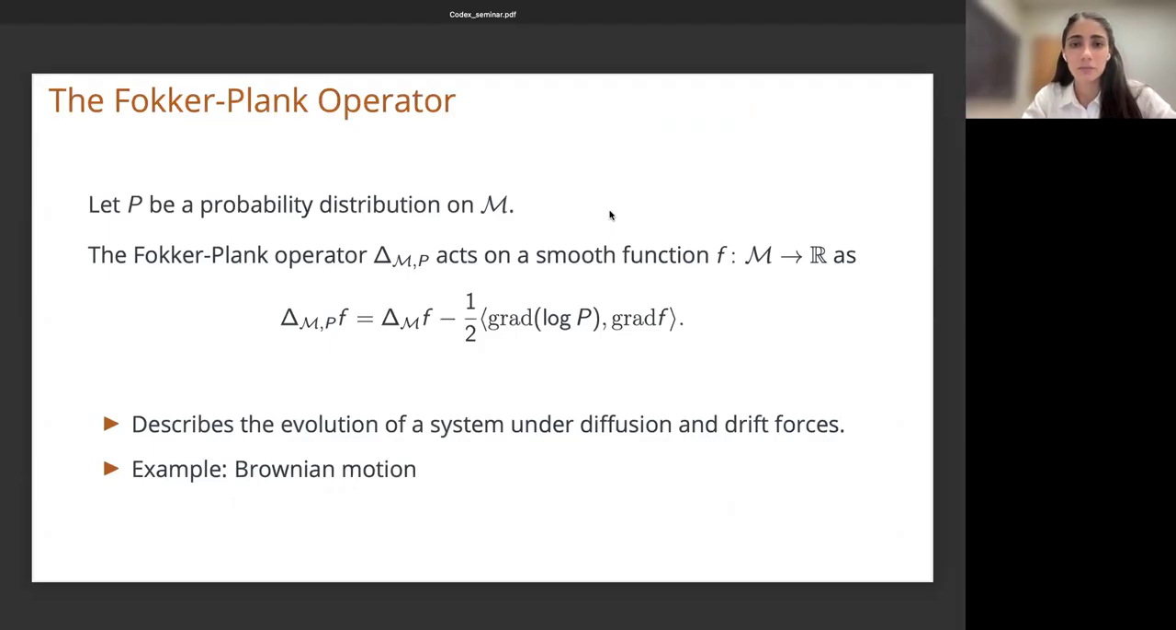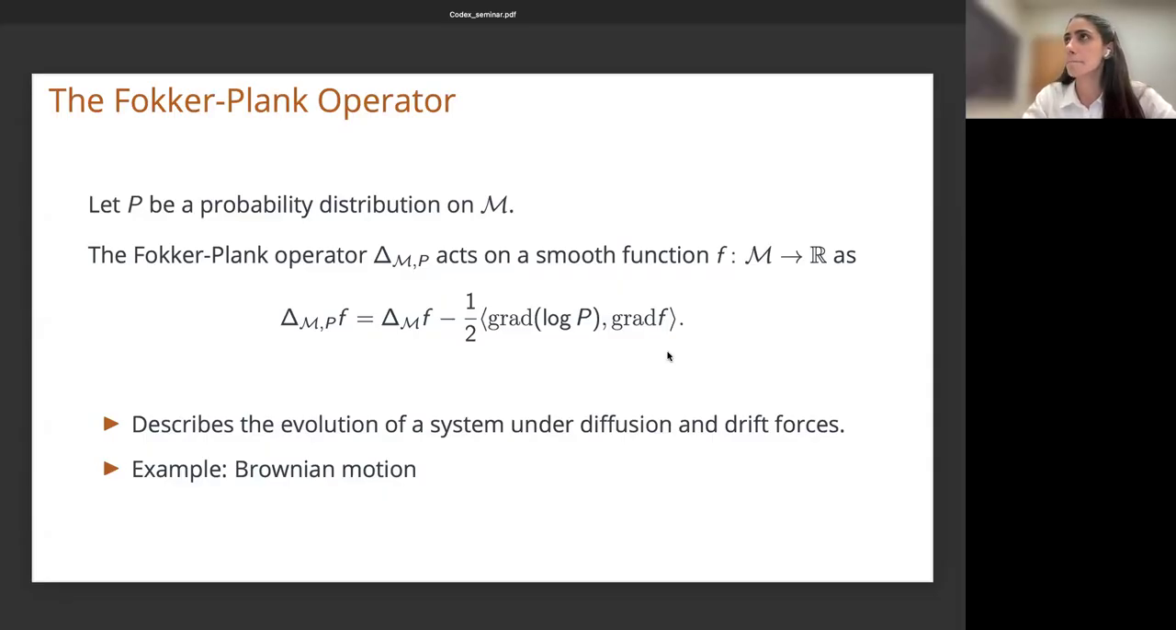So in that case, our graph Laplacian is going to converge to the Fokker-Planck operator. And this Fokker-Planck operator is just the natural way to extend the Laplace-Beltrami operator to the case that we have a probability distribution on the manifold. And we do so by adding this first order term that accounts for drift forces in the evolution of our system. So think, for example, about Brownian motion.